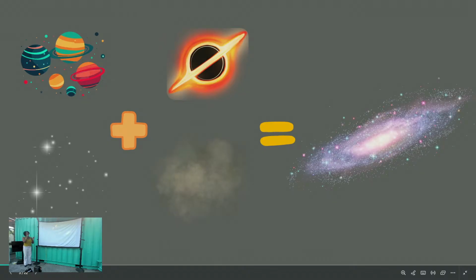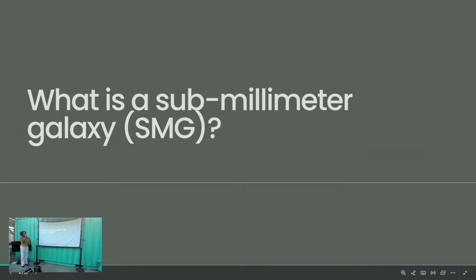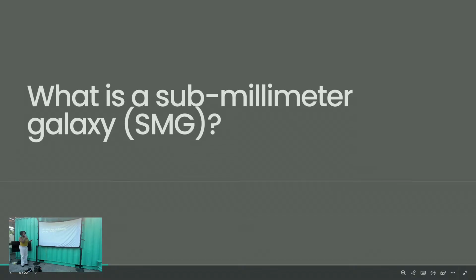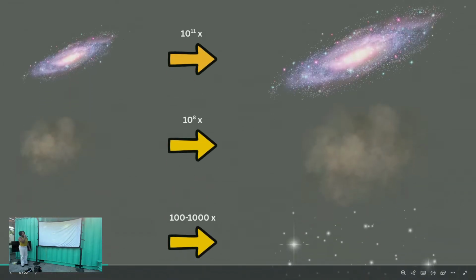But okay, so those are all the components that make up a galaxy, right? And so they can have many different shapes, different sizes, different distances. So what is a submillimeter galaxy? The submillimeter refers to the wavelength in which we look at it, right? So submillimeter galaxies, they are further away from us, therefore they are darker to us. They're also very, very dusty.